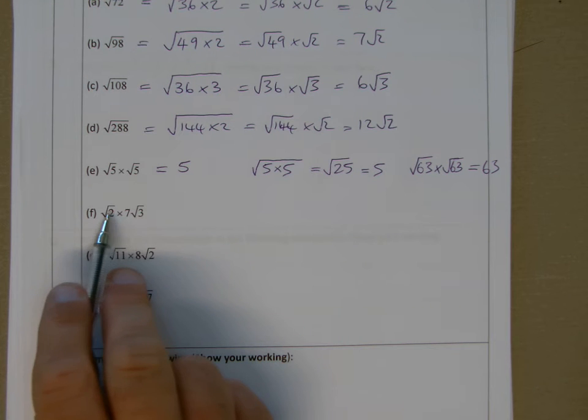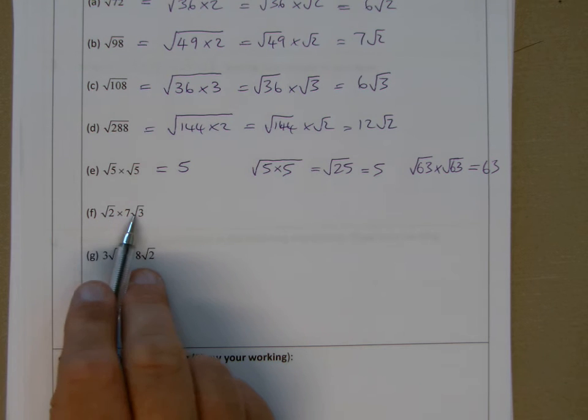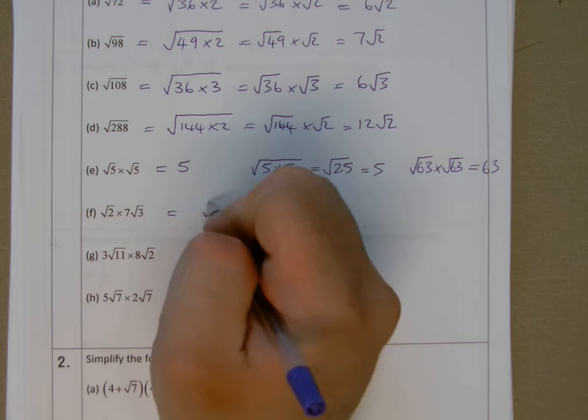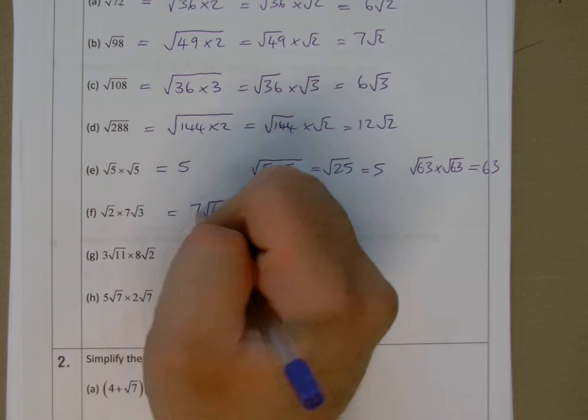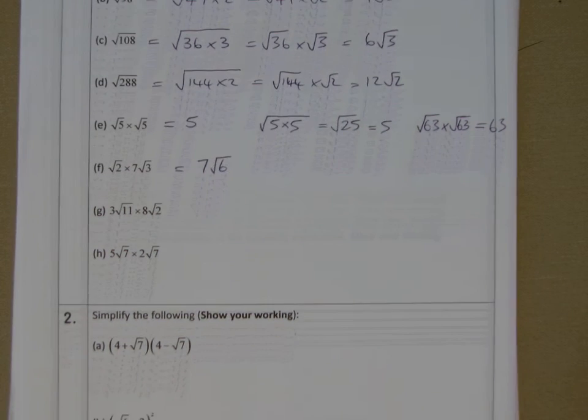Here, right, well, root 2 and root 3, they're different, but we can times them, can't we? Root 2 times root 3 is root 6, yeah? But we need to appreciate there's a 7 being times as well in front. So the answer is 7 root 6.